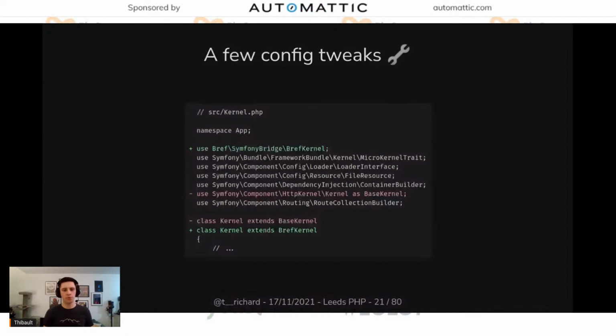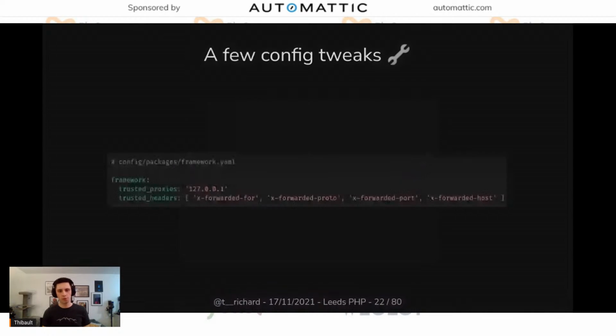Then we need to add those few lines of config in framework.yaml. That's just to tell Symfony to read those headers, the X-Forwarded headers, to be able to generate URLs properly. So you have X-Forwarded-Proto, which is, for example, telling Symfony to generate URLs in HTTPS instead of HTTP.